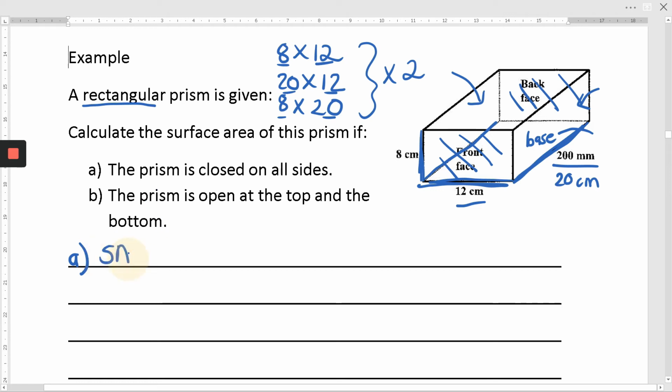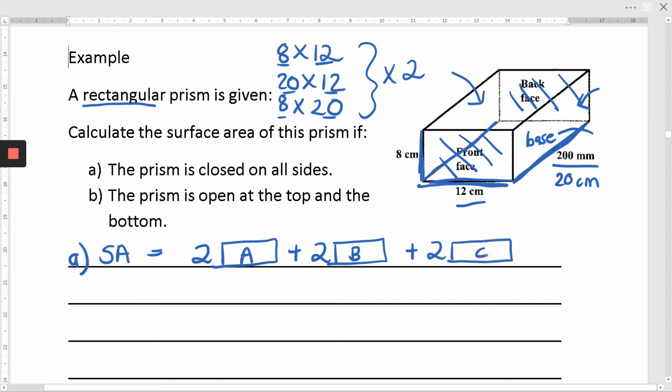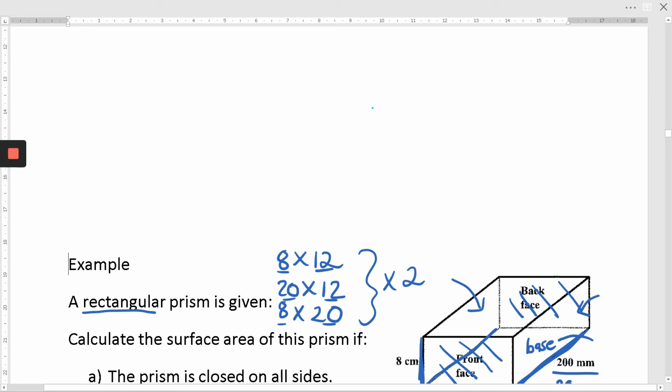I'm going to say surface area equals 2 rectangle A plus 2 rectangle B plus 2 of rectangle C. Where am I getting A, B, and C from? Let me draw you a picture. For this rectangle, we could draw a net diagram.